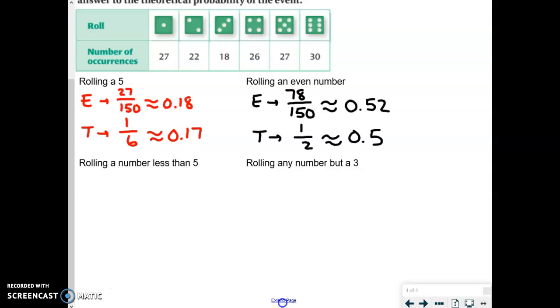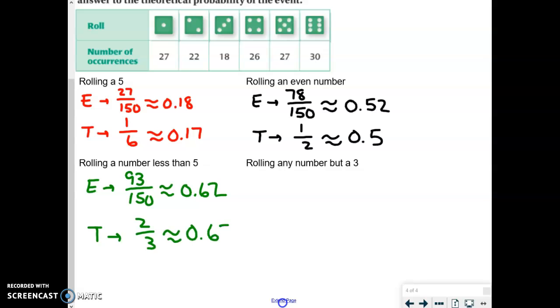Now the next one, rolling a number less than 5, so that would be anything 1 to 4, the probability there would be experimental 93 over 150, which is about 0.62, and the theoretical probability on this one would be 2 out of 3, which would be about 0.67. And again, those are relatively the same.